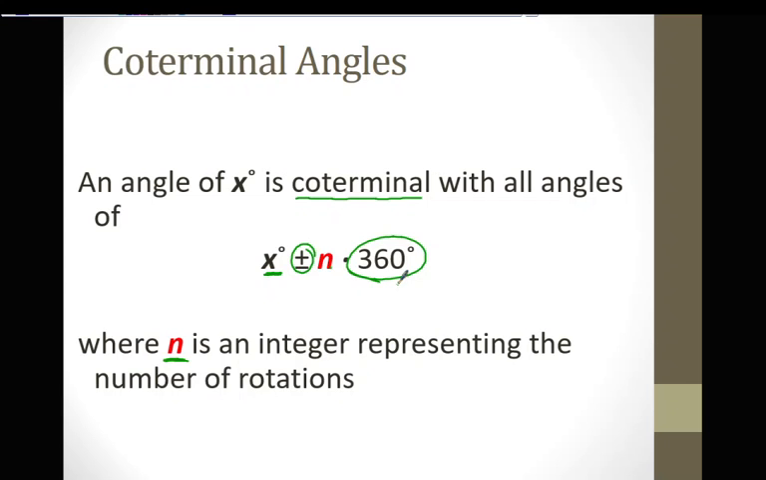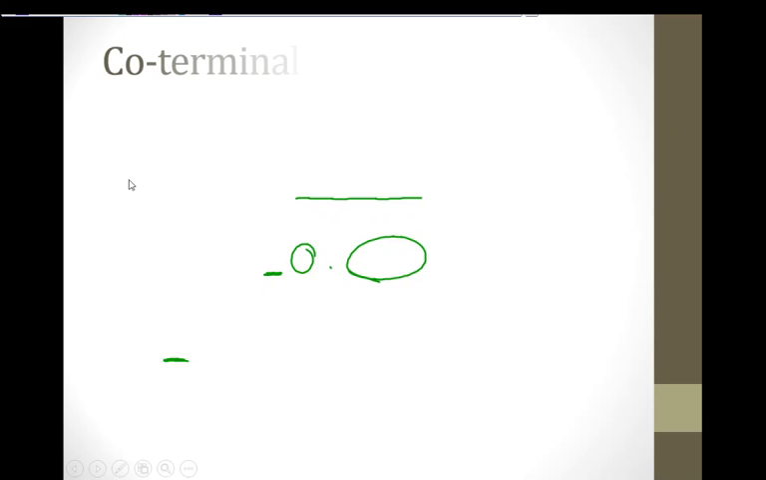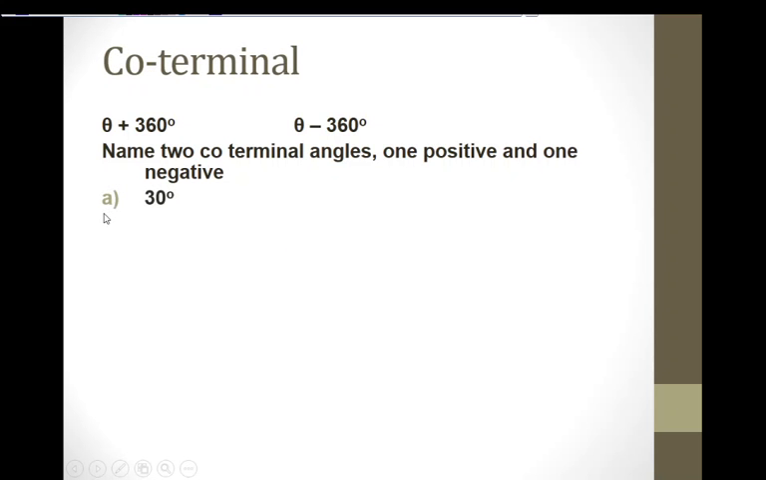Okay, so here we go. Name two coterminal angles, one positive and one negative, with 30 degrees. So we're going to take 30 degrees and add 360, and we're going to take 30 degrees and subtract 360. So when I take 30 degrees and add 360, I get 390 degrees. When I take 30 degrees and subtract 360 degrees, I get negative 330 degrees. And both of those angles start in the same place and end in the same place as 30 degrees. They're just different by one rotation.